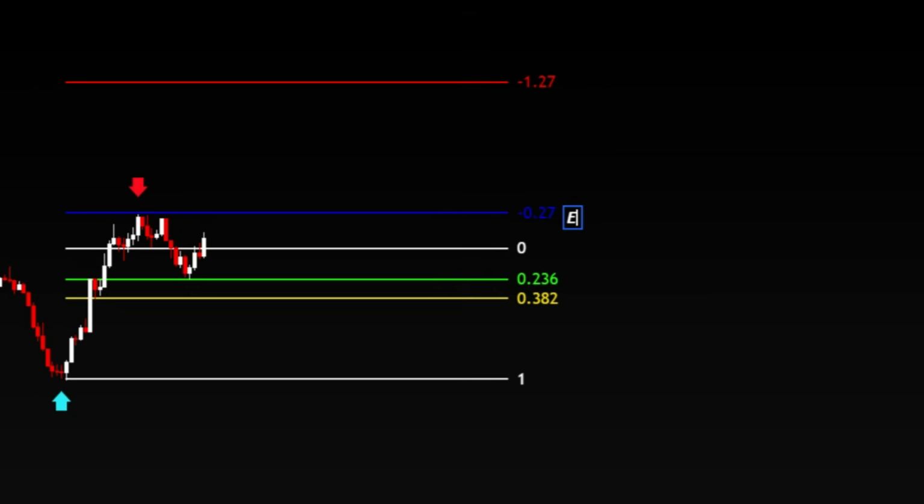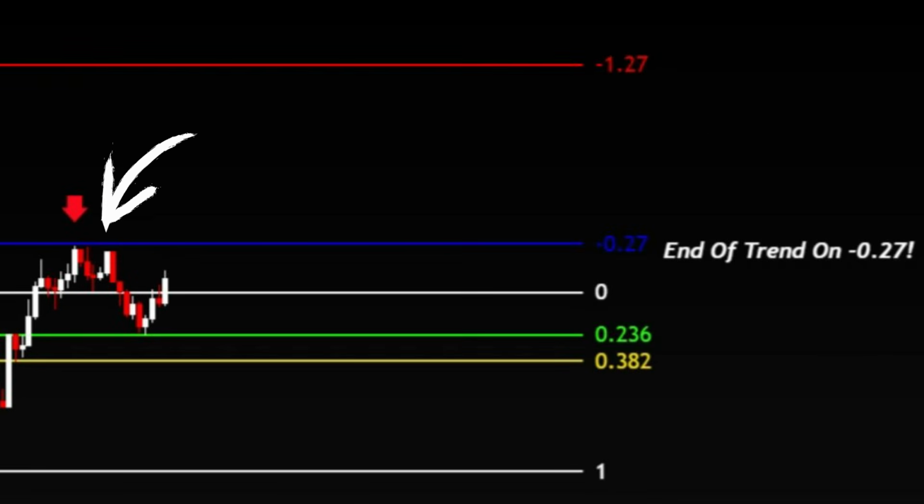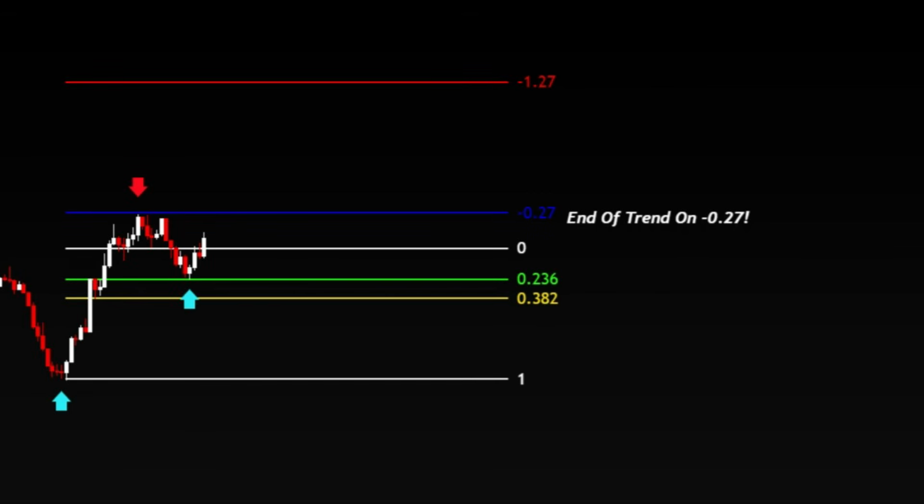But here's the game-changing part. The end of the trend should be placed on minus 0.27 and not 0 like the classic Fibonacci methods. This single adjustment can completely transform the way Fibonacci aligns with the real market behavior. You can see the rejection from the 0.23 level, and that gives us a strong probability that candles may continue pushing upward to the minus 1.27 level.